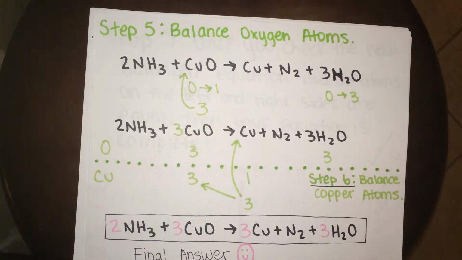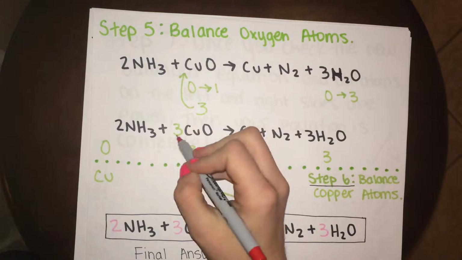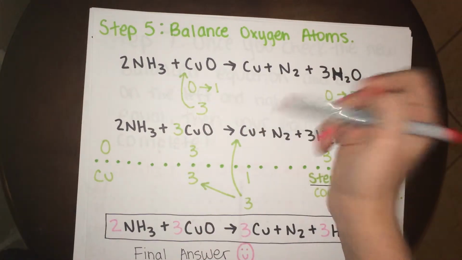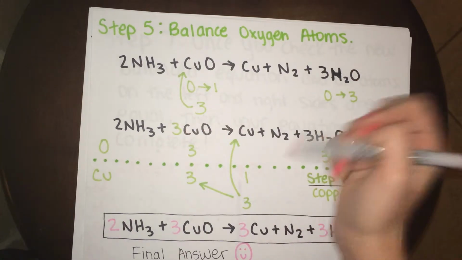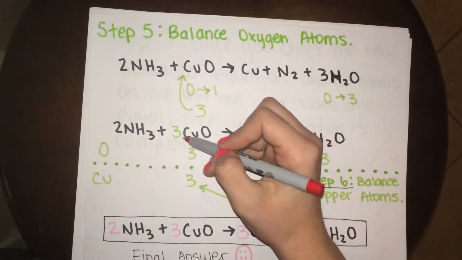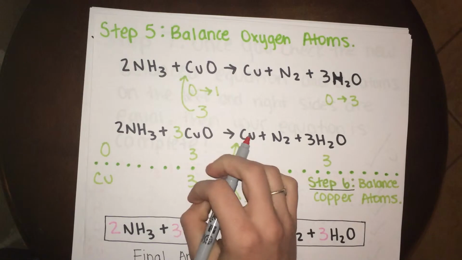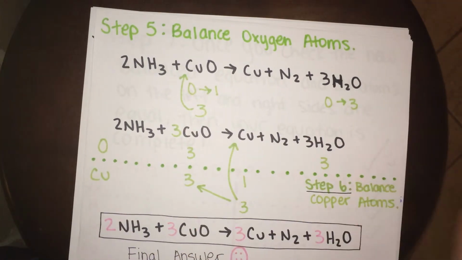oxygens here. However, because you had to add the coefficient of 3 here to make it 3 oxygens, that also made 3 coppers, and there's only 1 copper here. So you know that you're going to have to add the 3 here, because there's 3 coppers on this side and 1 copper on this side, and you have to add a 3 here to make sure that the coppers are also equal, as well as the nitrogens, the hydrogens, and the oxygens.